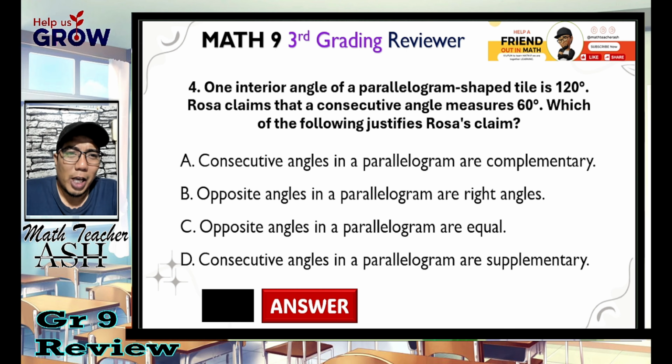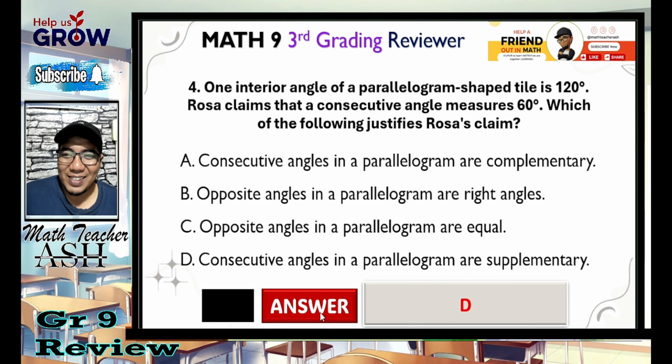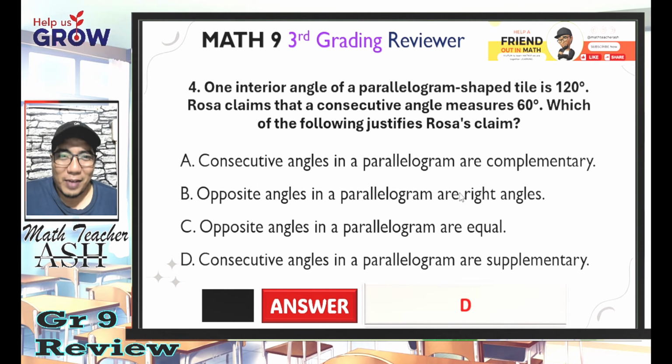Alright, my dear math learners, if you check the given in our problem, the first given is 120 degrees, and then Rosa claims that the consecutive angle is 60. So if you add 120 and 60, that is 180, and 180 is basically the property of supplementary angles. So therefore, applying it to the rule of the parallelogram, consecutive angles of a parallelogram are supplementary. So that would be letter D. Let's check whether we are correct. Alright, easy, right? Now let us go to question number 5.